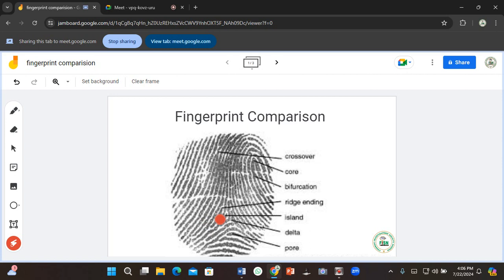Now the process of comparison involves the collection of fingerprints, as we discussed in our previous modules. Then after collection, you move on to enhancement, because at times many fingerprints collected from a crime scene may not be visible or clear enough to be read or used. So what you need to do is to enhance them, as we discussed in the previous sections.